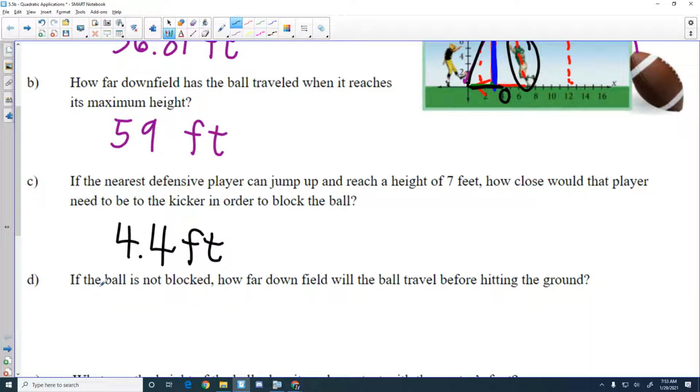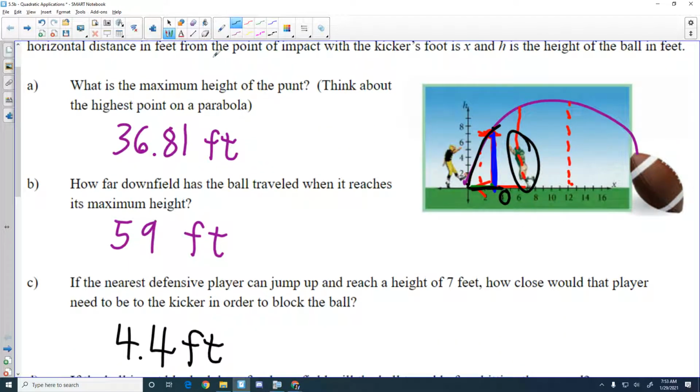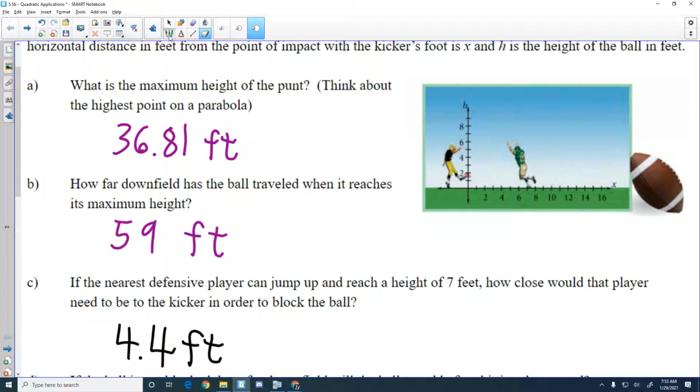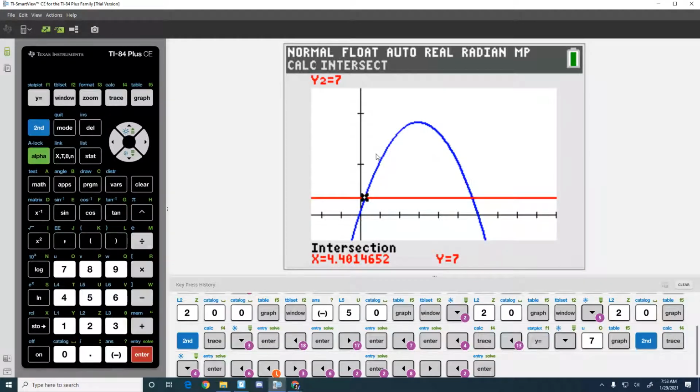Now, what if that football is not blocked? Then how far down the field will the ball travel? So essentially, we know that we've got this parabola. Here, let me clean up our little picture. And if the ball goes up, we want to know, all right, where's it landing? So we're going to find, what? If I look at my graph, what do you call the point on a parabola where this football would land? What part of the parabola is that called? Can we see where the football would have landed based on this drawing?